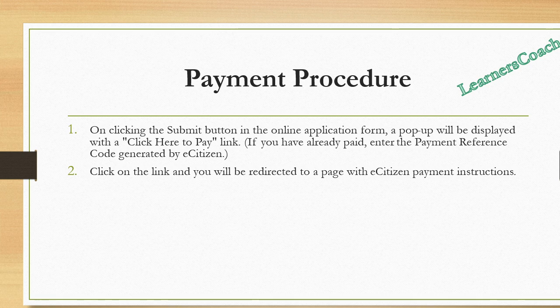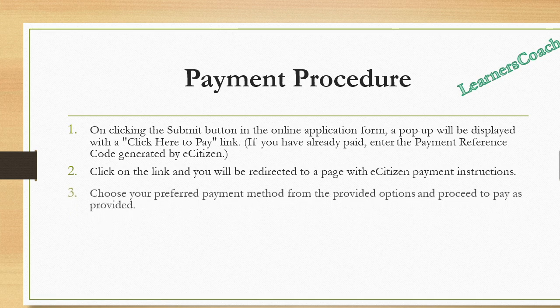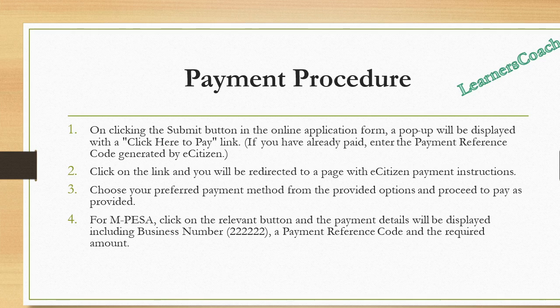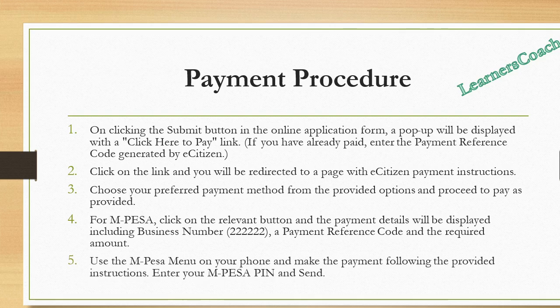Then you'll be directed to the e-citizen payment instruction. Remember, as I mentioned, government nowadays prefer that you pay via the e-citizen. So of course, the most preferred option is the M-Pesa, right? So you need to use the business number 222222, right? So that you can make your payment successfully. Now, I'll always encourage you that all the instructions or all the payment that you've made, you can always take a screenshot and keep them for future reference.